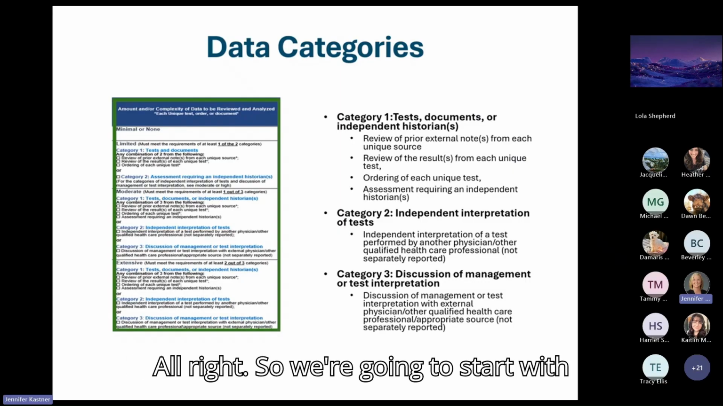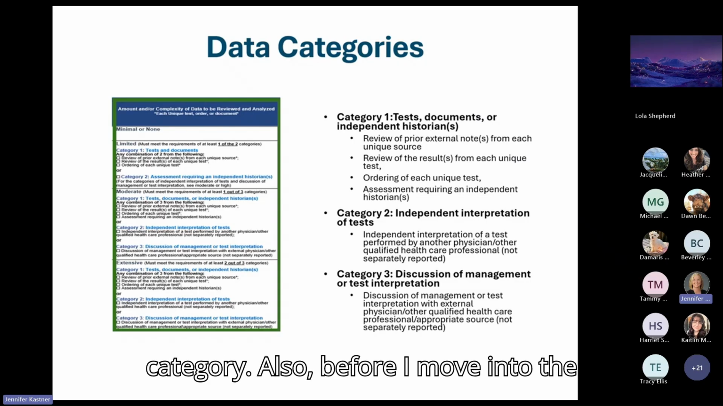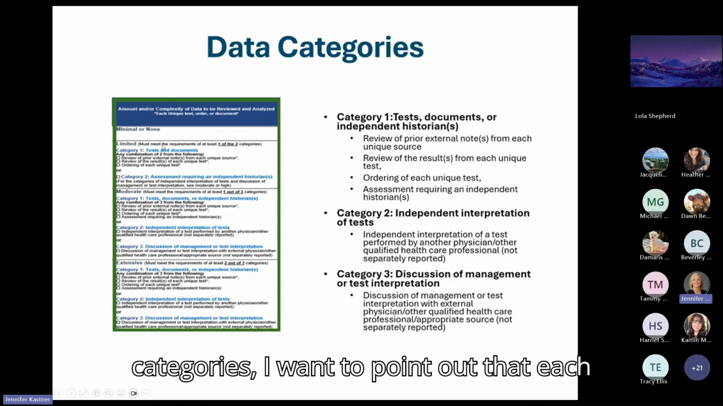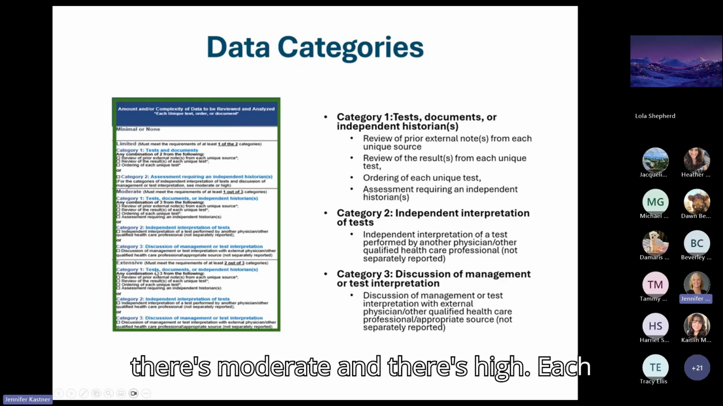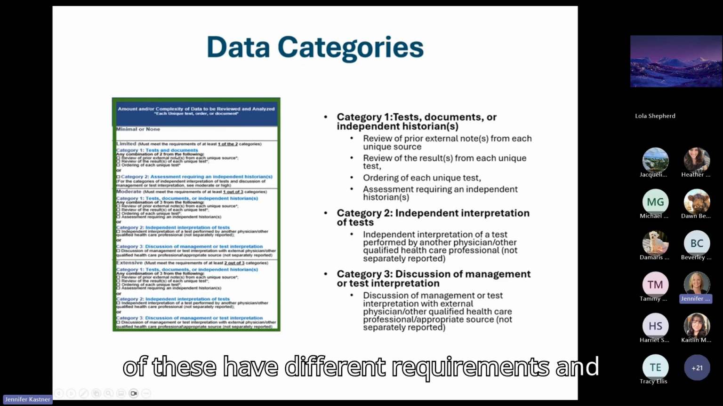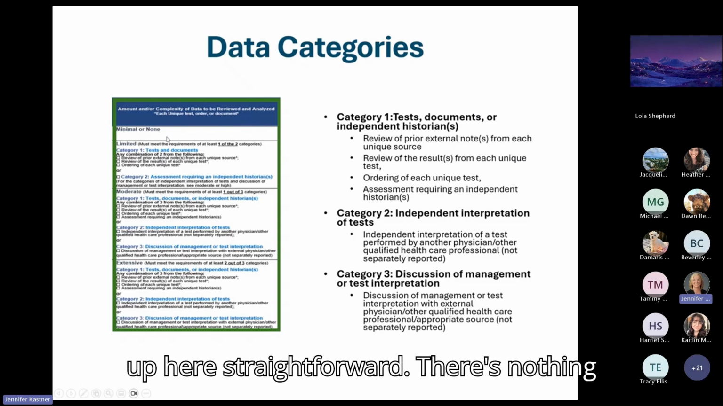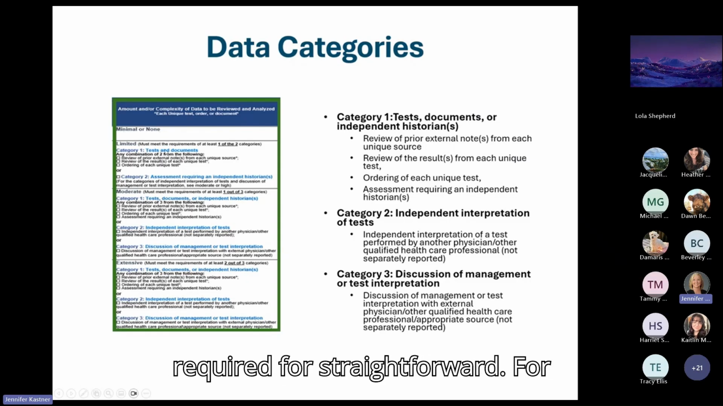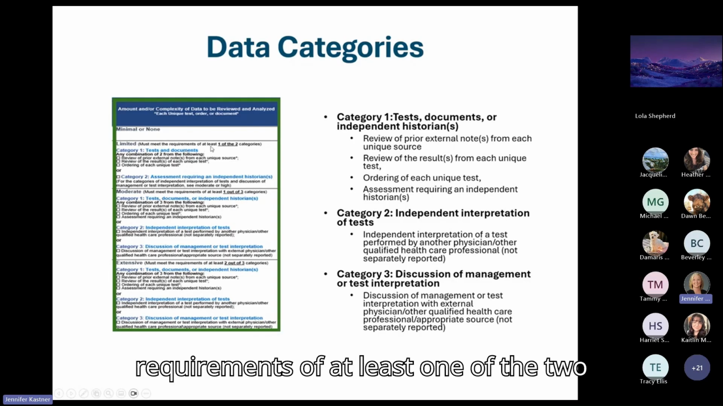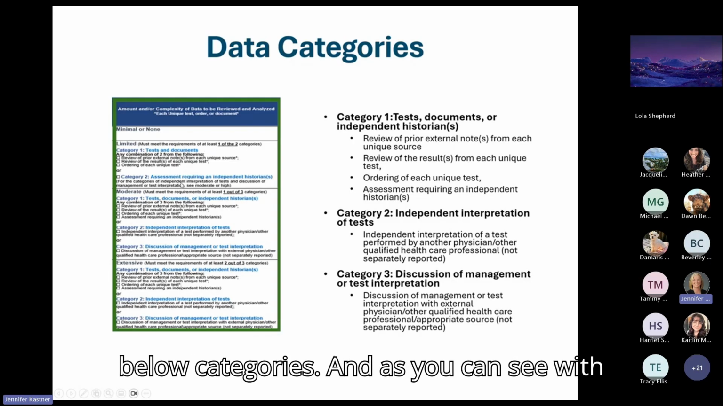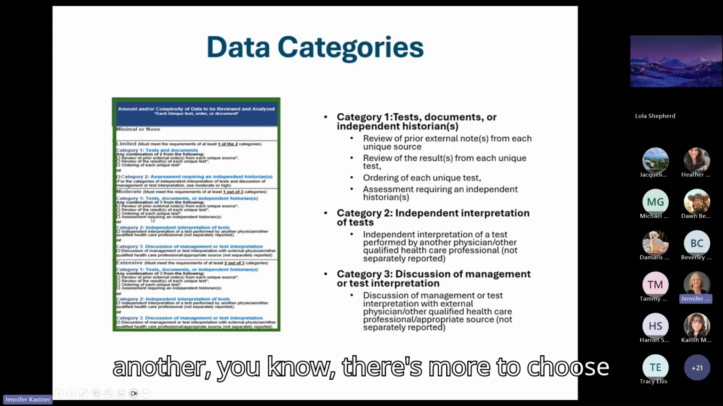All right, so we're going to start with category. Oh, also before I move into the categories, I want to point out that each level, like limited is your low, and there's moderate, and there's high. Each of these have different requirements, and up here straightforward, there's nothing required for straightforward. For low, limited, you must meet the requirements of at least one of the two below categories. And as you can see with low, it varies a little bit more. There's more to choose from.